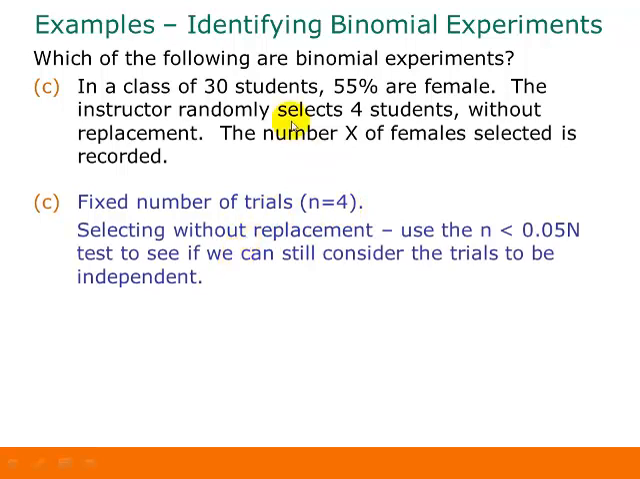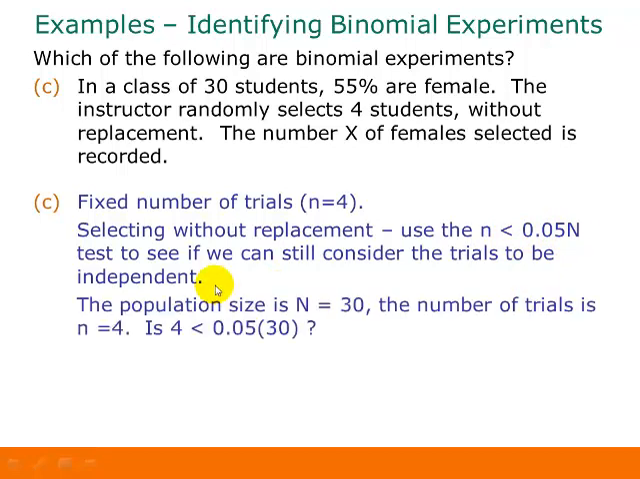Now in this one, because we're selecting without replacement, we have to see whether we can still consider the trials to be independent or not. If we were selecting with replacement, we wouldn't have to worry about this, but selecting without replacement, we do. So we're going to use this test. We're going to see if the number of trials is less than 5% of our population. Our population size is 30 because this was a class of 30 students.